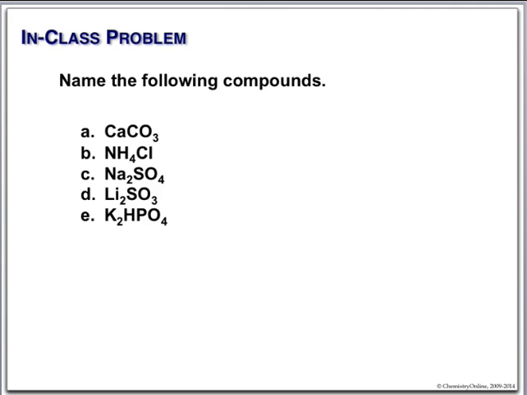Our first, the cation is calcium. So we will write the word calcium. We remember that the carbon polyatomic is carbonate. There's no carbonite. So this is simply calcium carbonate. Calcium is +2, carbonate is -2.